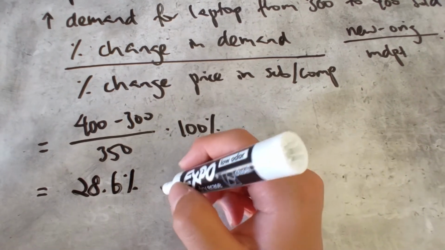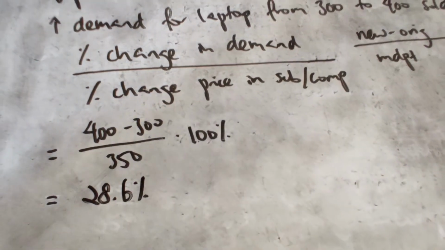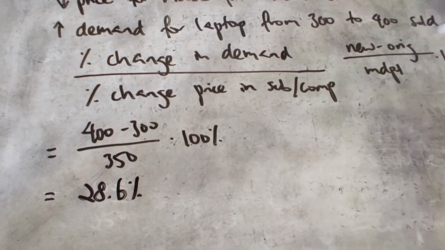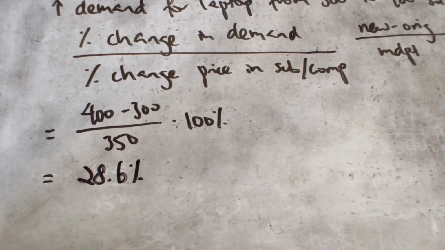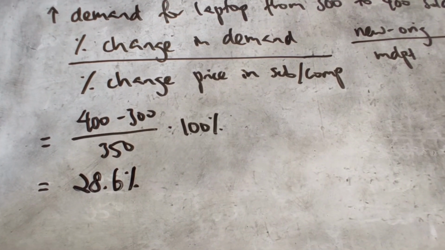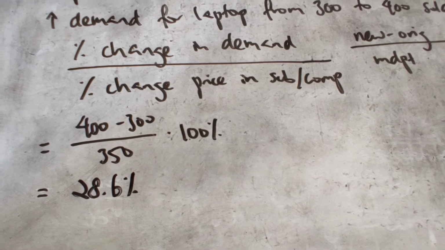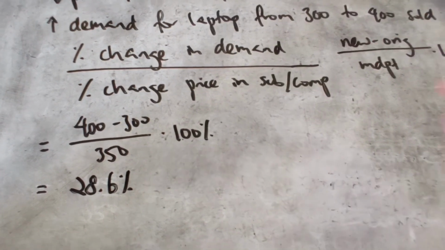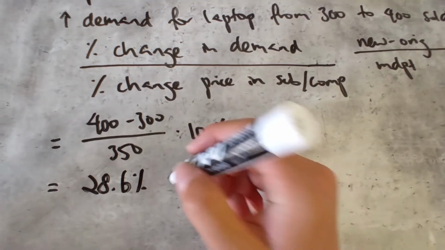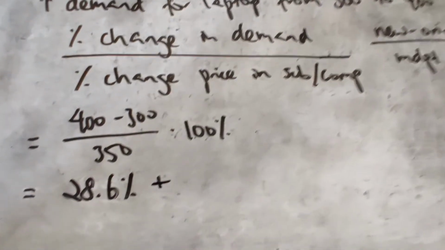And this is a percent increase because it went from 300 to 400. In this case, it does matter whether it's positive or negative. And because it's from 300 to 400, this is a positive value, as we can see here.